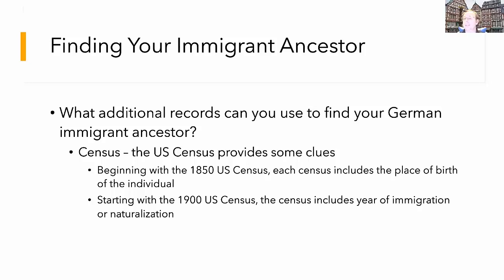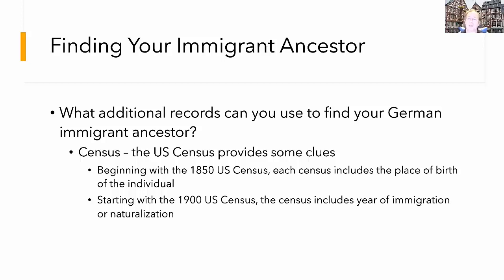With the US Census beginning in 1850, the census includes the place of birth for the individual. So that's going to be very helpful. Now, before 1850, some of the censuses have little tick marks that indicate if a person was of foreign birth or was a US citizen. And so you need to look at those tick marks and determine if they were immigrants or if they were born in the US based on the presence of those tick marks.